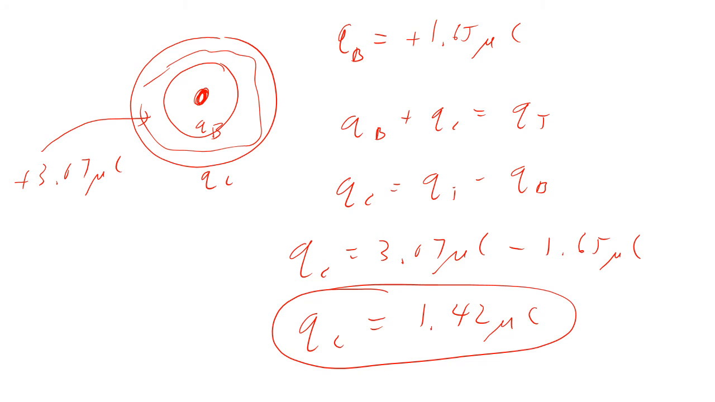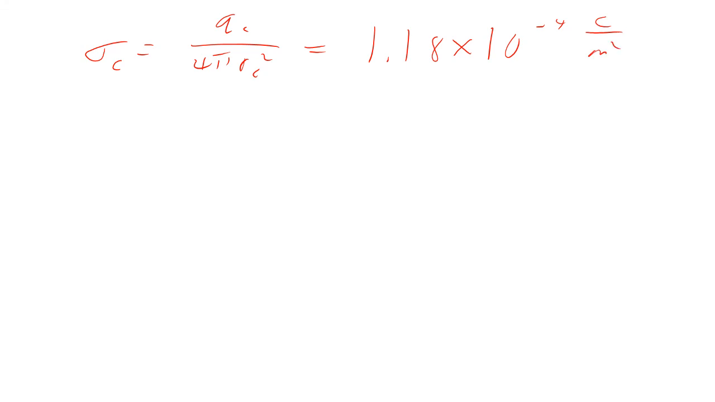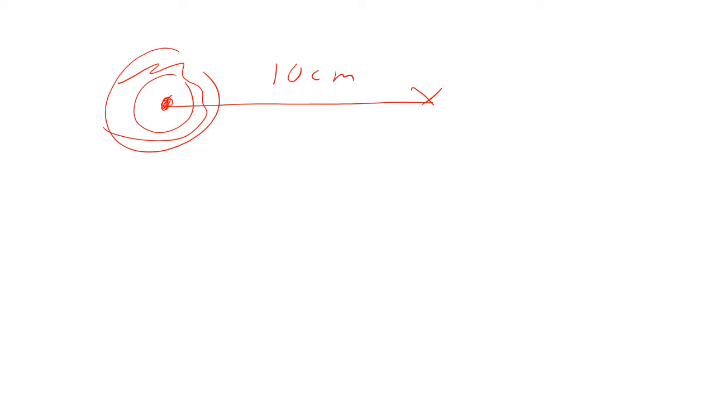Okay. Well, if we got the charge on the outside, sigma C, the charge density on the outside, would be QC over 4 pi RC squared. Okay, so you plug in the numbers, that comes out to be 1.18 times 10 to the minus 4 coulomb per meter squared. So the next question is, well, what if I pick a point out here that is a distance of 10 centimeters away?